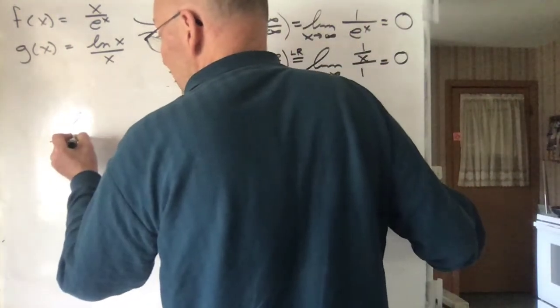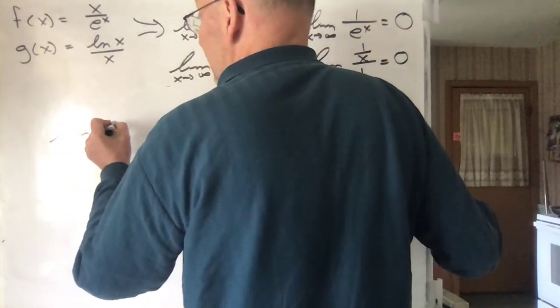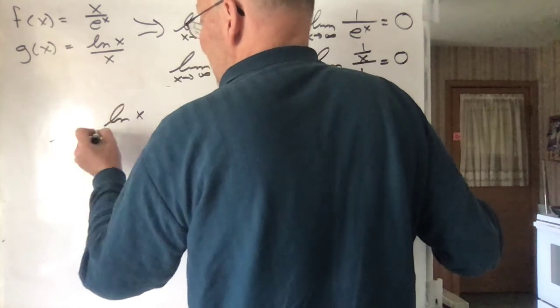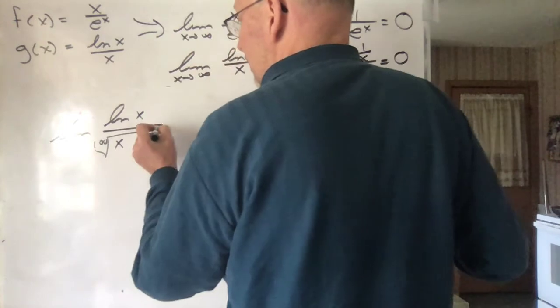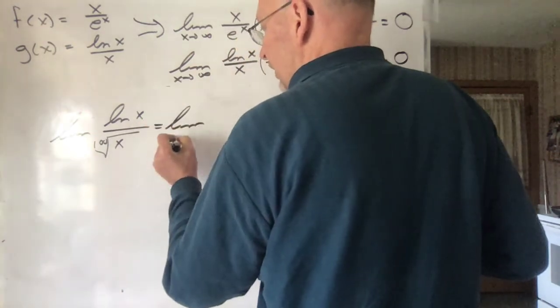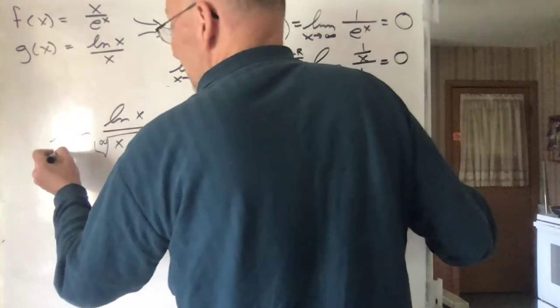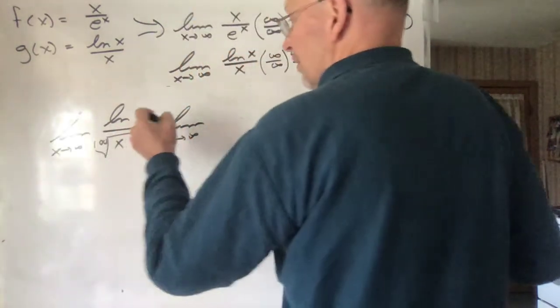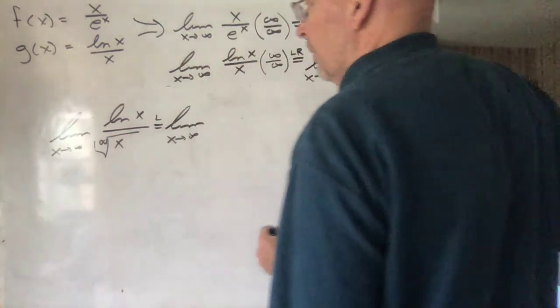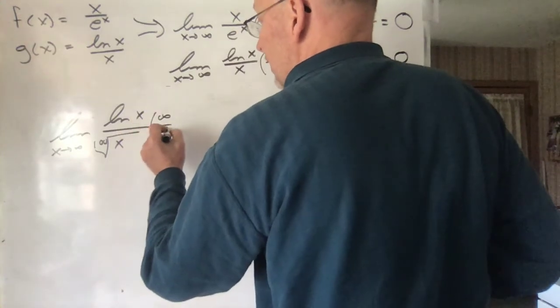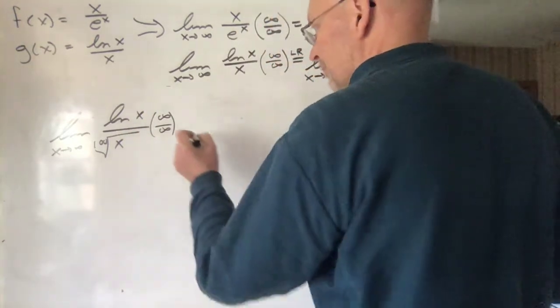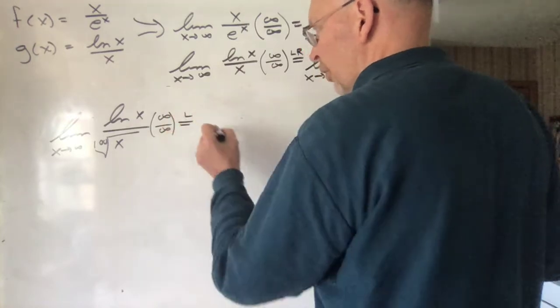Here's L'Hopital's rule. If we use ln of x divided by the 100th root of x, let me first be very clear here. They both are going off to infinity. That's when you can use it. So we use L'Hopital's rule.